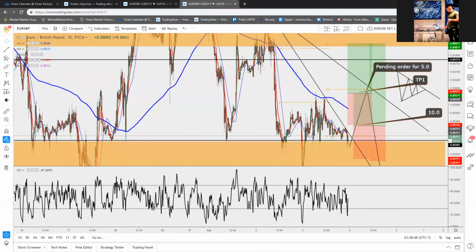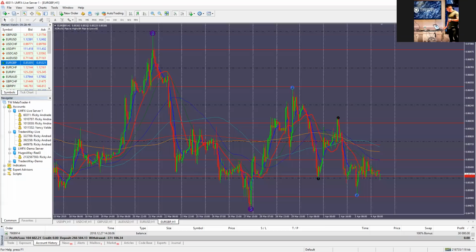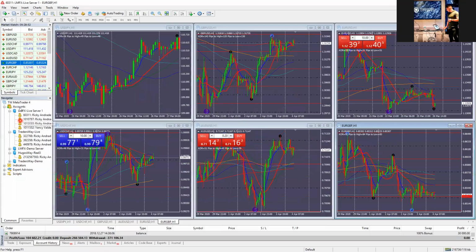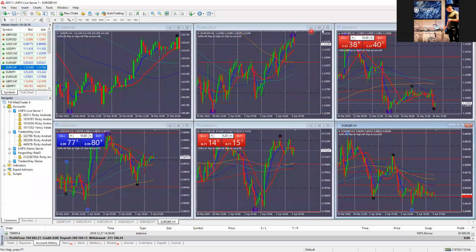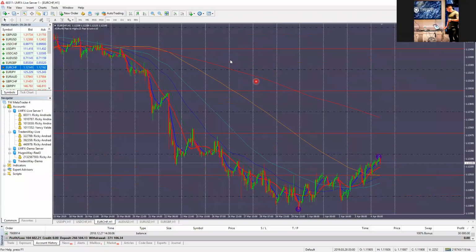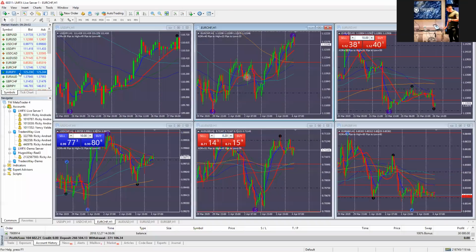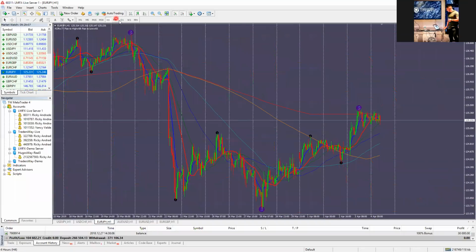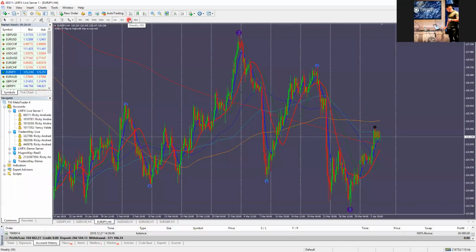But let's go on to the next currency pair that we can see the setup for. So Euro GBP, we're going to be looking for that. Let's look at Euro CHF. Euro CHF looks to be going up. Euro JPY, all right, Euro JPY, we have something.